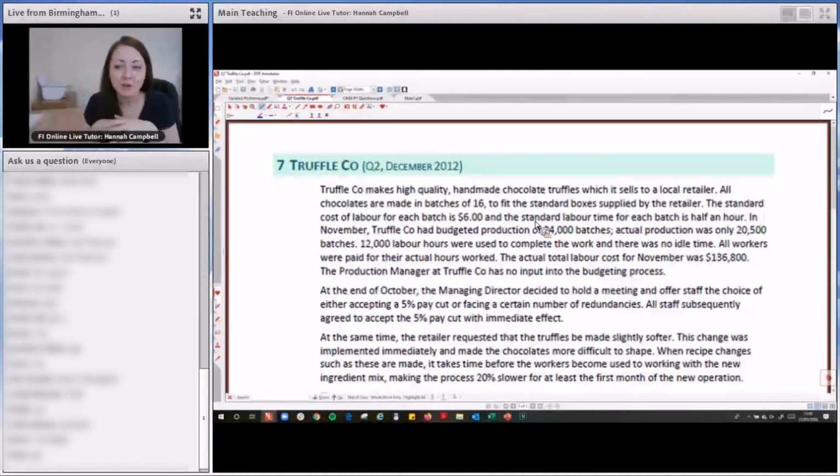So this question is from December 2012 and it's called Truffle Company. Now, in terms of your question, depending on your qualification and your paper, sometimes they will set out the information differently. Sometimes you might get a standard cost card, which is usually at the top of the scenario, and your actual information listed at the bottom. So it's a bit more like an income statement, balance sheet type of format where you get a cost card and you get your actual information.